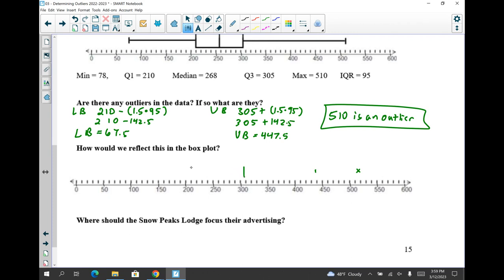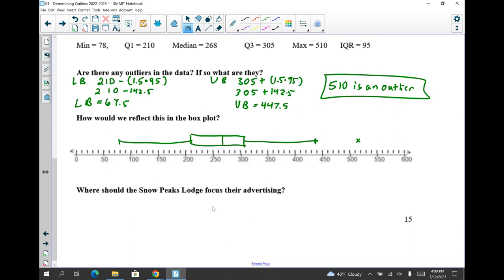305, 210, and then we had 268 was our median. Our min was 78. And then that's how our box and whisker plot would look. We still see the outlier, but we're showing that it's almost an anomaly. It's a rarity. It's the exception.